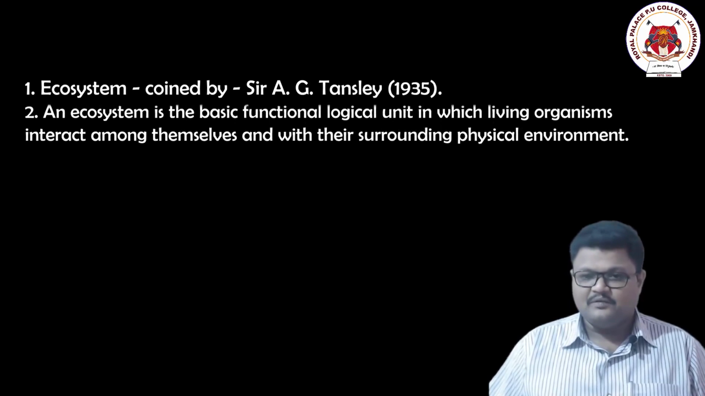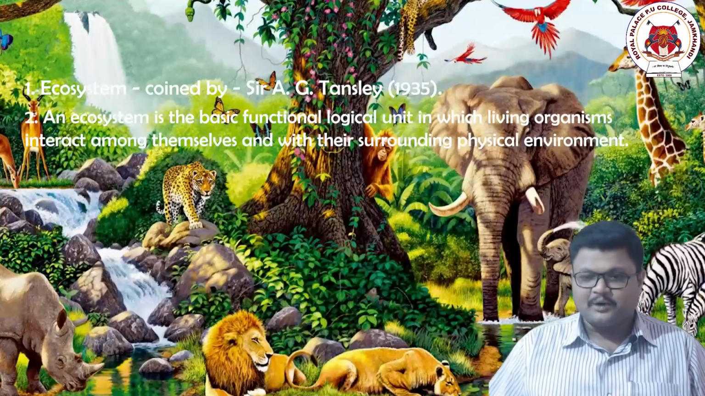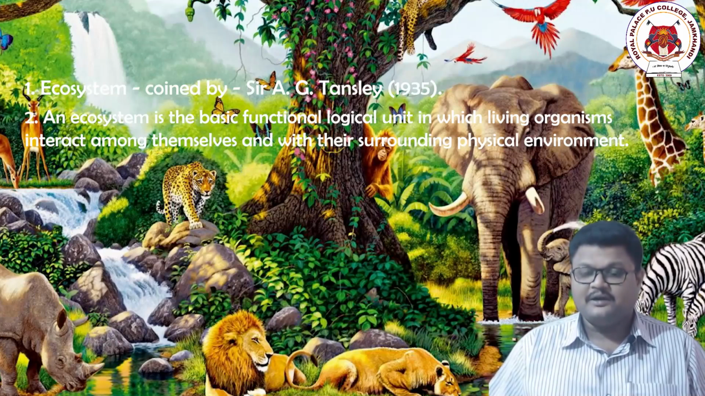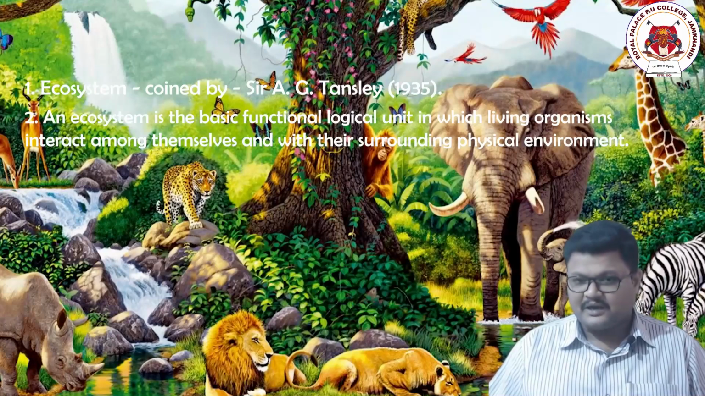Ecosystem is a physical place, a geographical place, a system wherein the living organisms interact with the non-living things. Living organisms in the sense you can consider the plants, animals, microbes, etc. And the abiotic factors or non-living things are water, light, temperature, soil, etc.